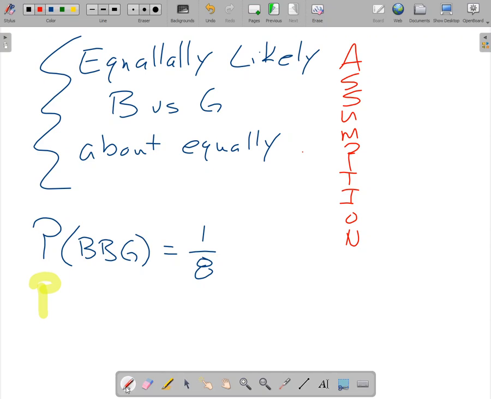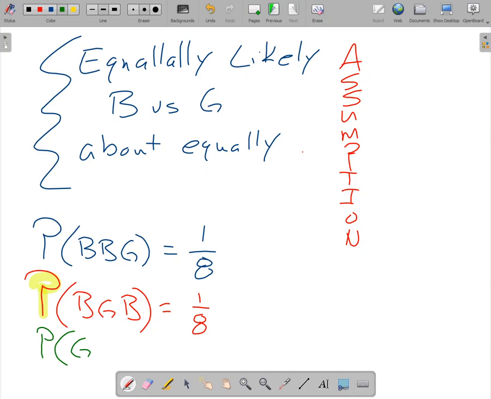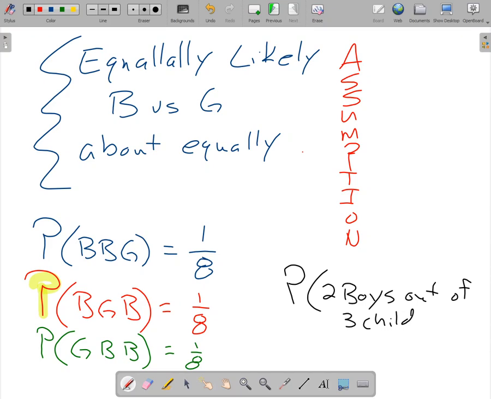What's the probability of having a boy, then a girl, then a boy? 1/8. What is the probability of having a girl, and then a boy, and then a boy? 1/8. A little harder. What is the probability of having 2 boys out of 3 children? Three-eighths.